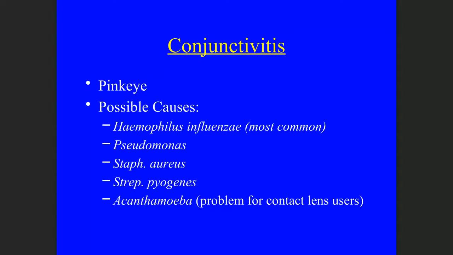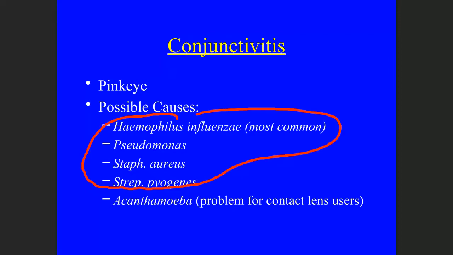And the most common causes of bacterial pink eye are one of these. It might be Haemophilus influenzae, it might be Pseudomonas, Staph aureus, or Strep pyogenes. So those are the most common causes of pink eye if you've ever had pink eye. And those are usually treated with antibiotics dropped into the eye.